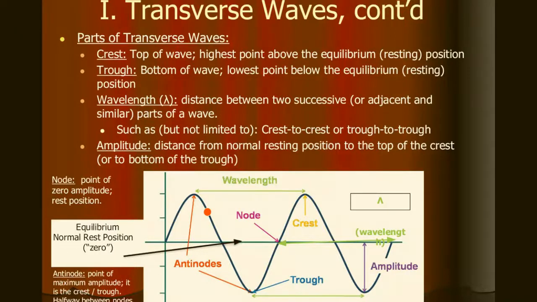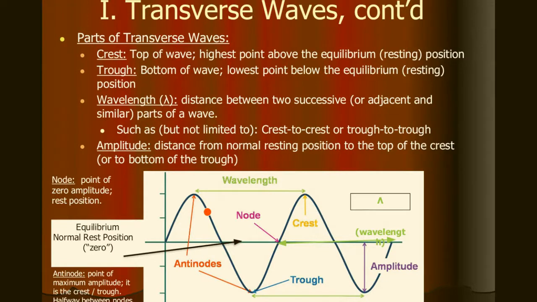Moving on to the parts of a transverse wave, this is very important. The crest is the top of the wave, or the highest point above the equilibrium or resting position. The bottom of it is the trough, the lowest point below the equilibrium or resting position. The wavelength, with the symbol lambda, is the distance between two successive or adjacent similar parts of a wave. That's the correct definition of the wavelength. It is the length to complete one wave.